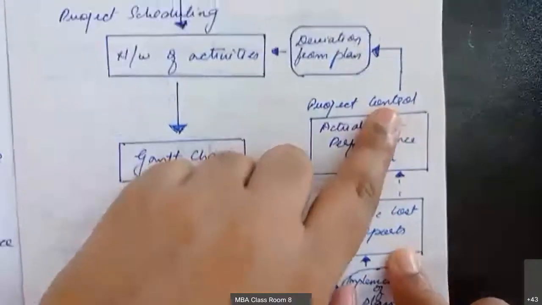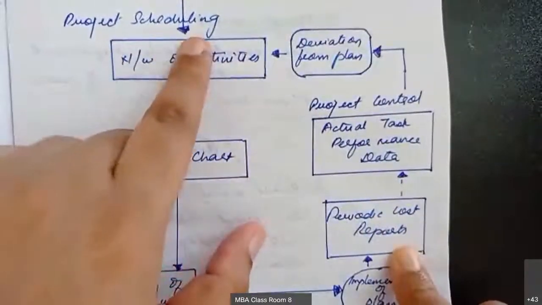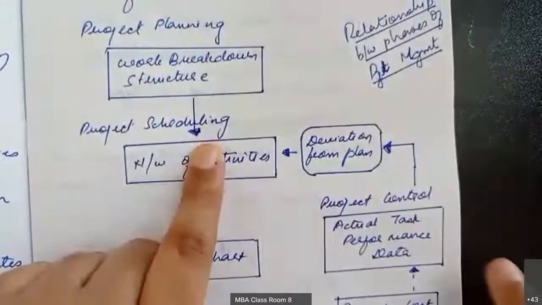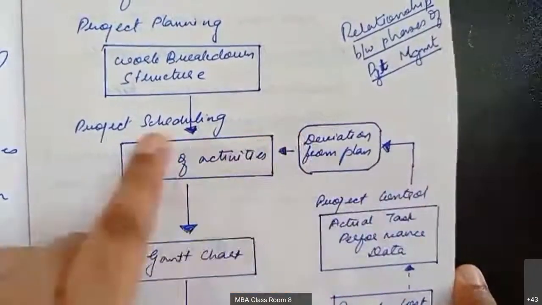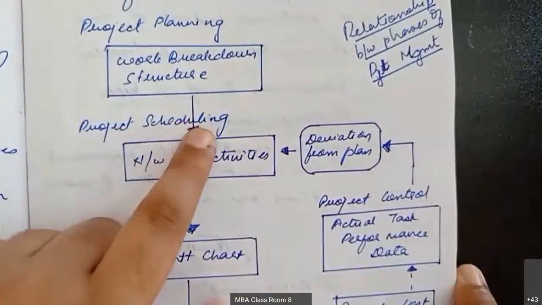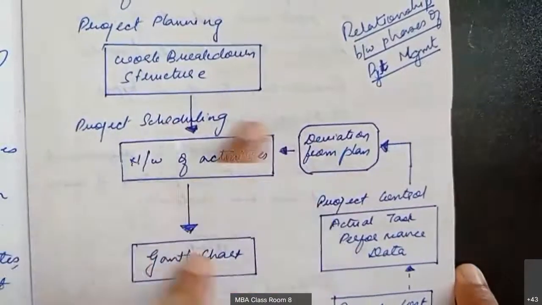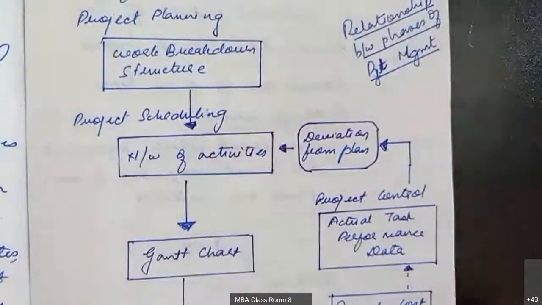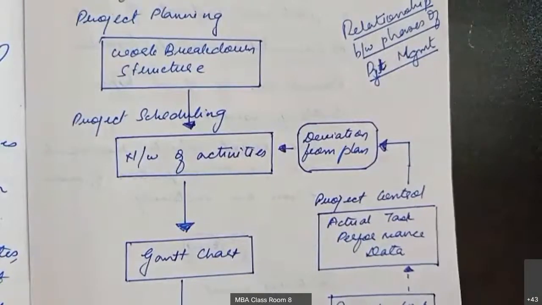If there is any deviation, what do we do? Again, we go for the project scheduling phase, which is the second phase. If there is any deviation in the project control phase, we again go to the project scheduling phase and then reallocate the resources. This is actually a loop. So that is the relationship between phases in project management.